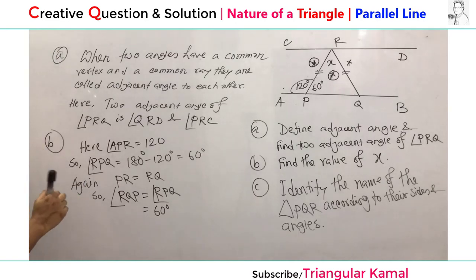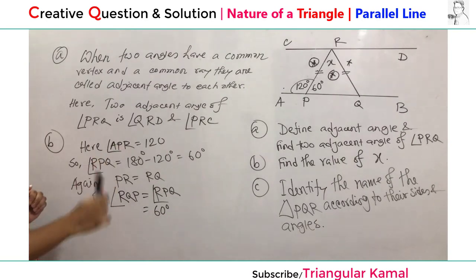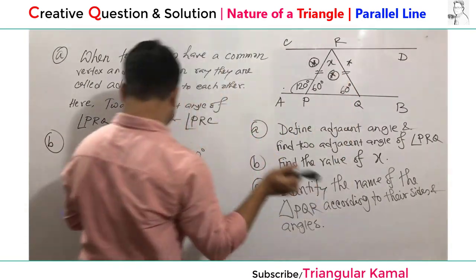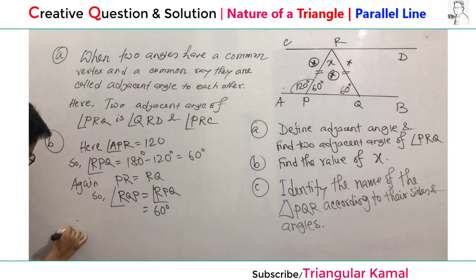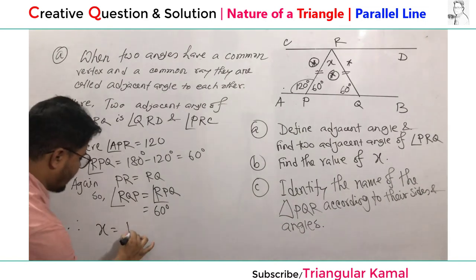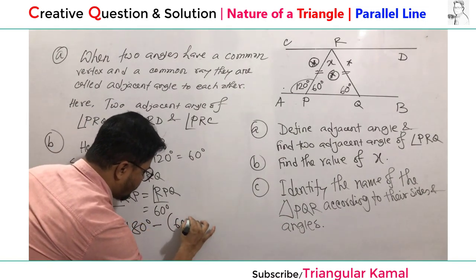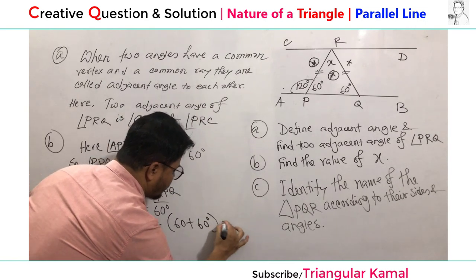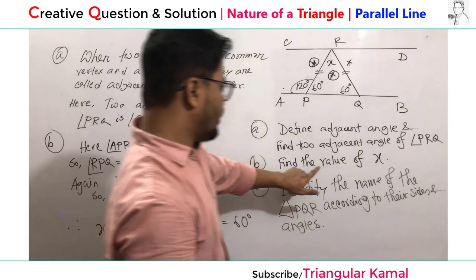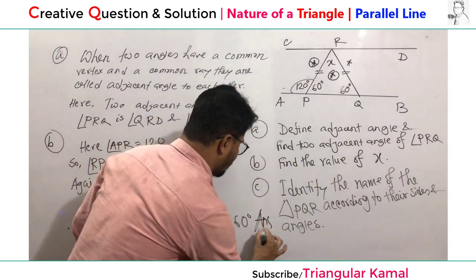And finally, let me clear, the sum of the three angles of a triangle is 180 degrees. When these two angles are 60 degrees, the remaining angle must be 180 minus 60 plus 60 degrees. So this X is also 60 degrees. The value of X is 60 degrees, and this is our answer.